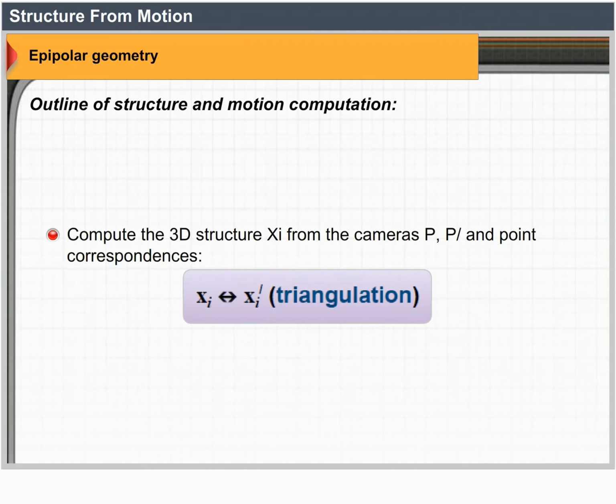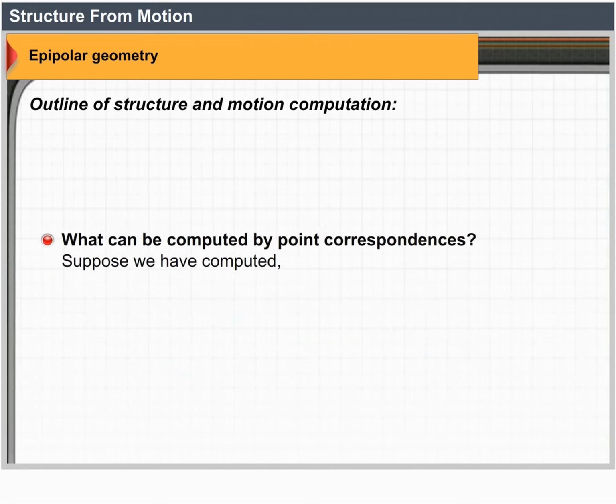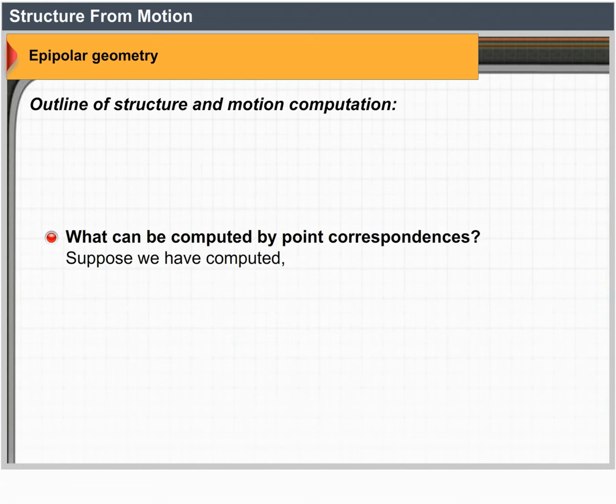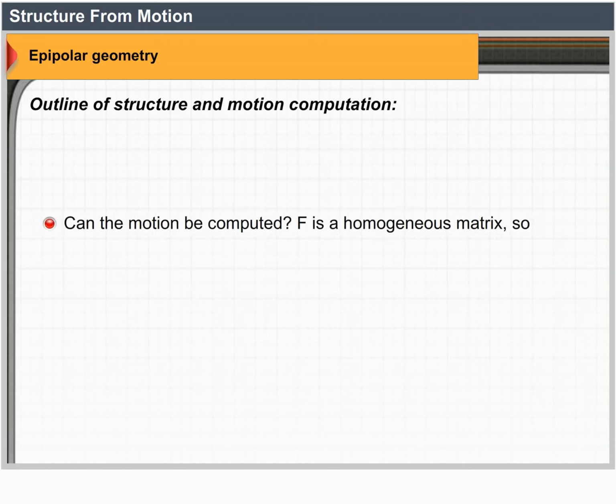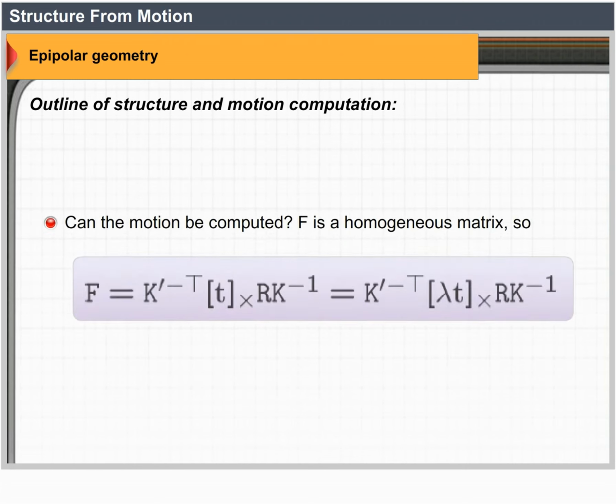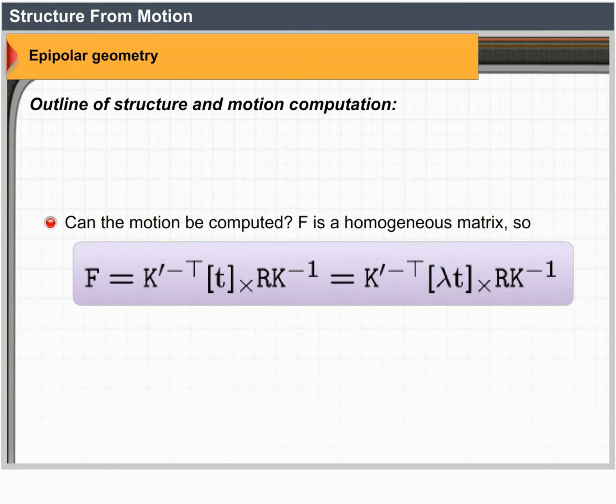What can be computed from point correspondences? Suppose we have computed F equals K dash to the power minus T, matrix Tx R K to the power of minus 1. Can the motion be computed? F is a homogeneous matrix, so F equals K dash to the power minus T, matrix Tx R K to the power of minus 1, equals K dash to the power minus T, matrix lambda T x R K to the power of minus 1. The translation can only be determined up to scale.